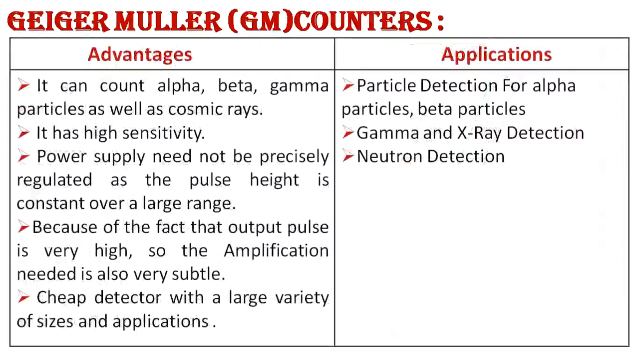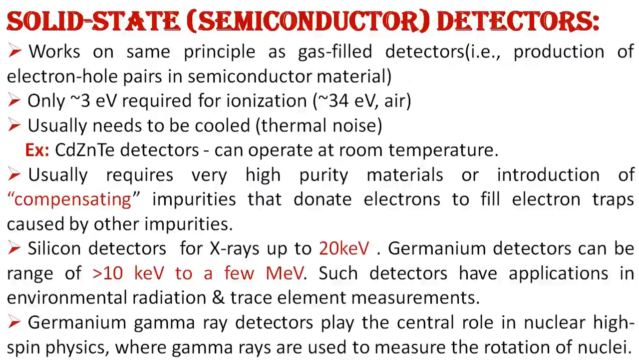Advantages and applications: it can count alpha, beta and gamma particles as well as cosmic rays. It has high sensitivity. The power supply need not be precisely regulated, as the pulse height is constant over a large range. Because the output pulse is very high, the amplification needed is minimal. It is a cheap detector with a large variety of sizes and applications. Applications: particle detection of alpha and beta particles, gamma and X-ray detection, and neutron detection.